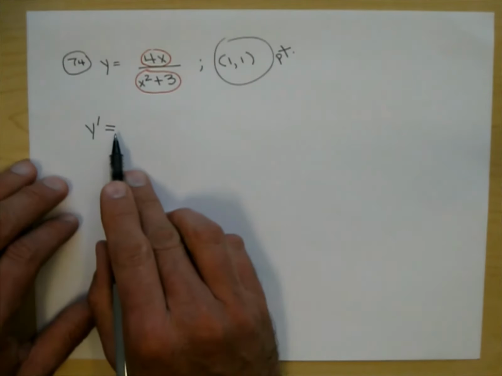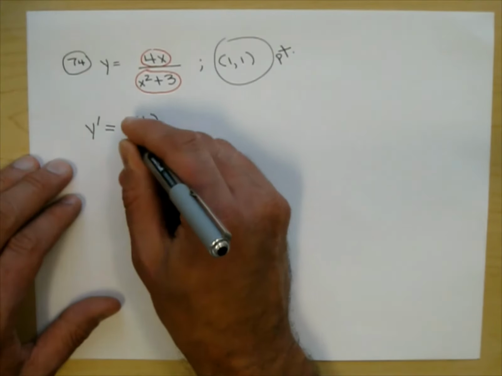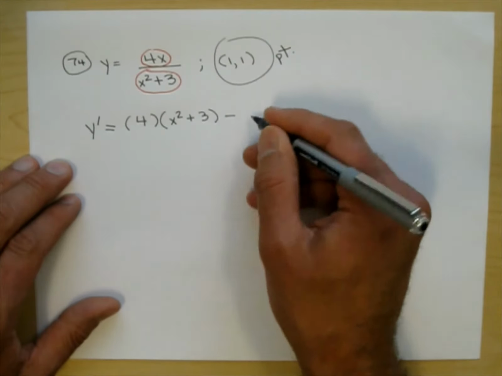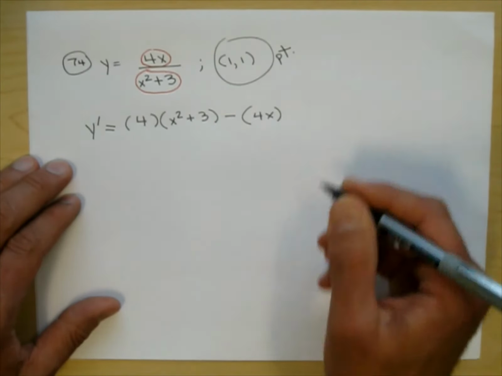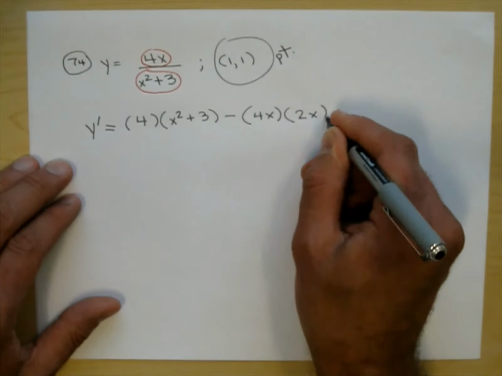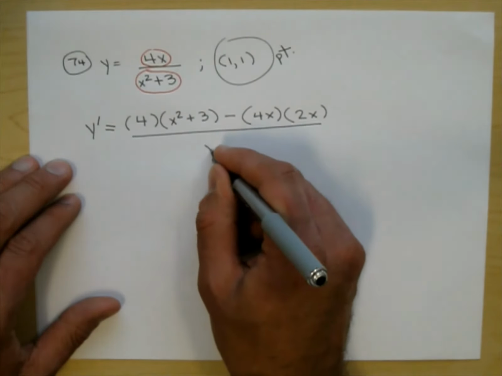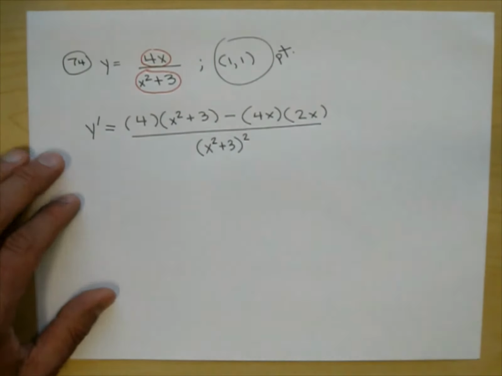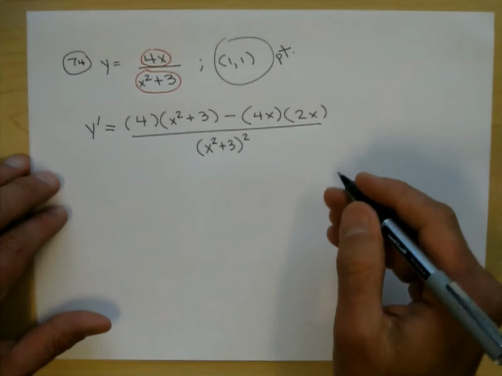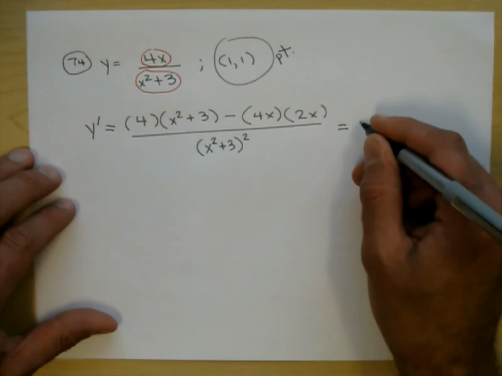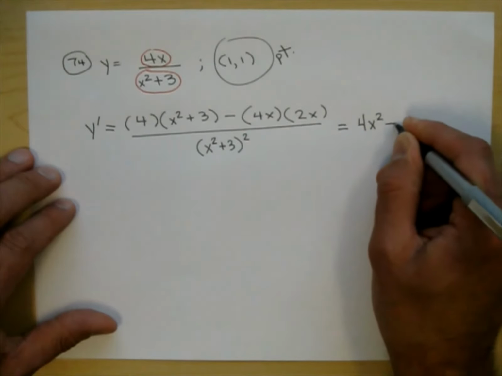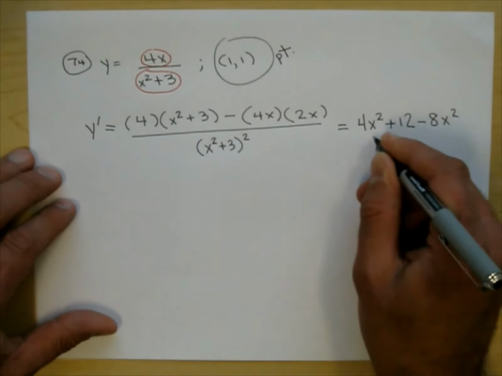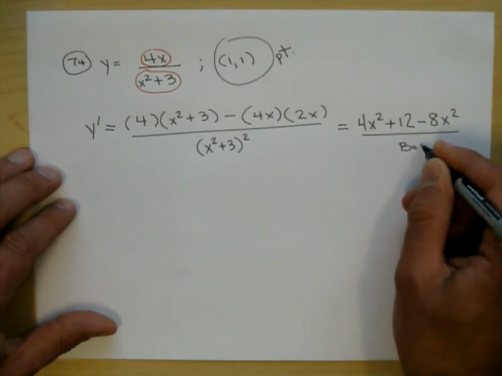The quotient rule says the derivative of the top times the bottom minus the top times the derivative of the bottom all over the bottom squared. Okay, let's continue this. Distribute the 4x squared plus 12, and then we have minus 8x squared. This is all over the bottom.